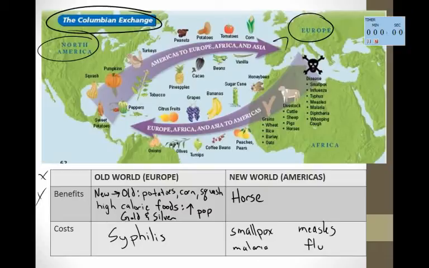Here's one that I don't think could be debatable, but you might surprise me. Who suffered the most from the Columbian Exchange? The New World, right? Definitely Native Americans. So again, what we're talking about here is that there were some benefits to this interaction? Definitely, but there are also definitely a lot of costs.